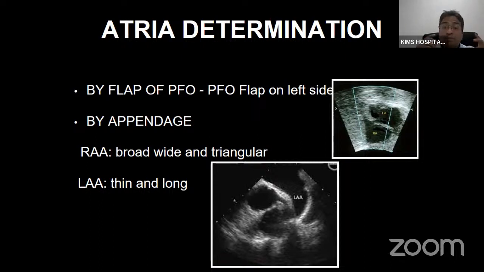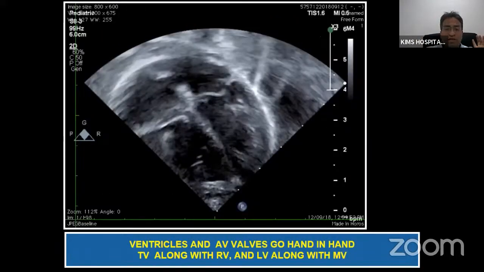Suppose you are able to see the PFO. The second thing is the appendage. It's very difficult sometimes, but a long, snoopy-like appendage is the left appendage, and a broad appendage is the right appendage. And wherever the IVC is running, although very rarely the IVC may turn abnormally, that chamber is the RA. So these are the things for RA. You can see this.